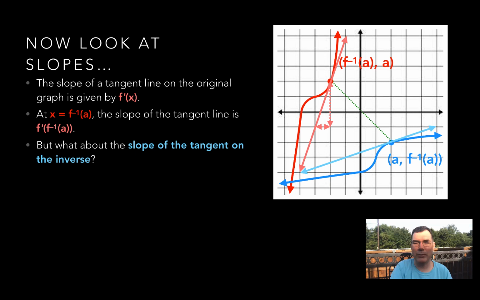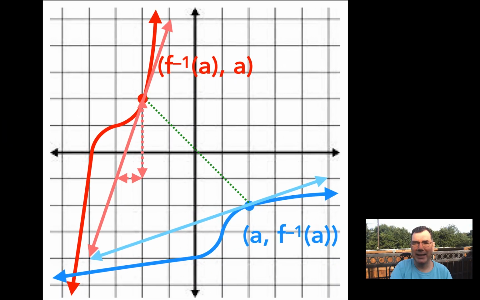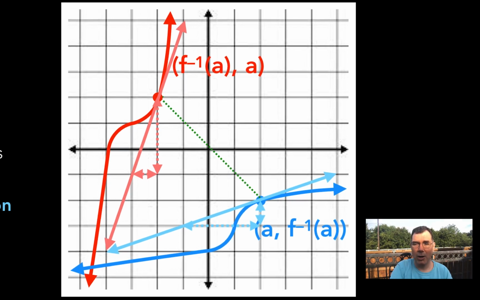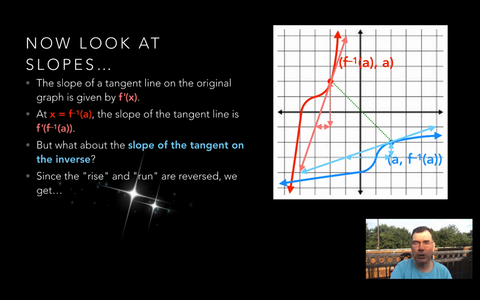Okay, so how is that related to this new blue line that I've drawn on f inverse? How are those slopes related? You can see that they are related, but how are they related? Well, the rise and the run have simply switched places. So rise over run, that fraction can be flipped upside down to get the slope of the blue line on the inverse graph. So it's actually going to be 1 over what I calculated for the red curve, for the slope of that pinkish line. So it's going to be 1 over f prime of f inverse of a.